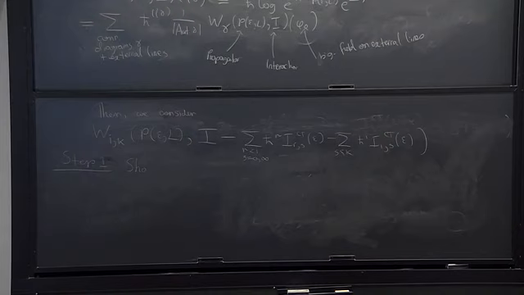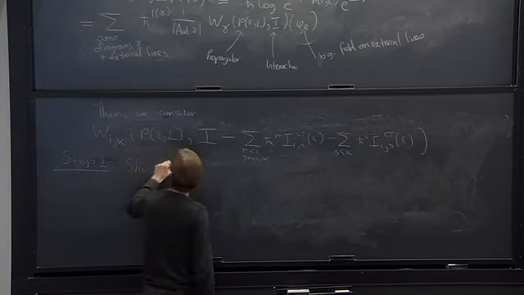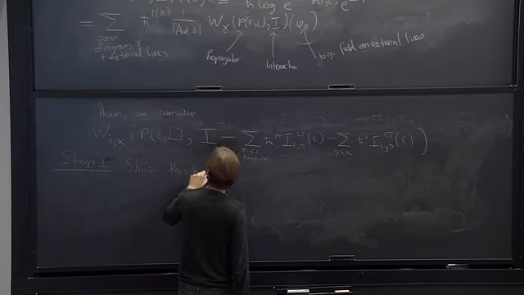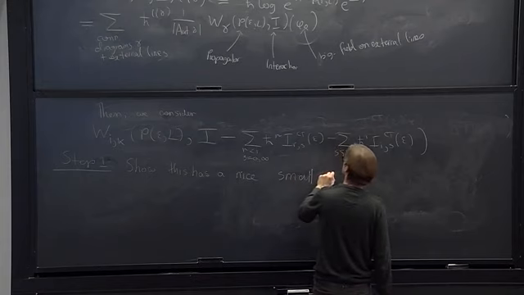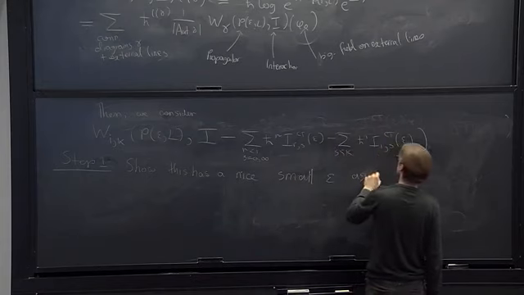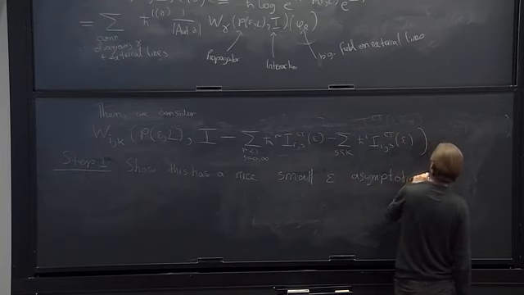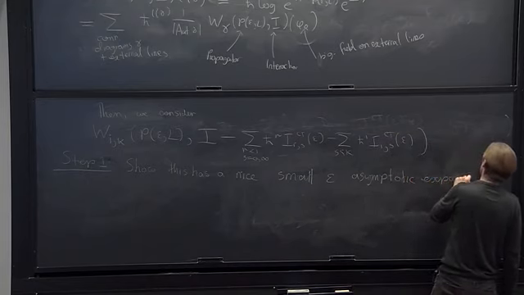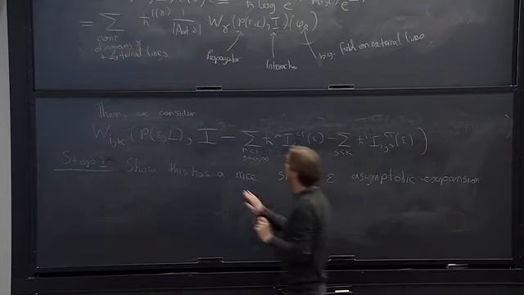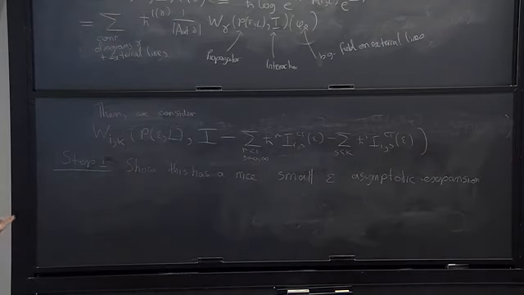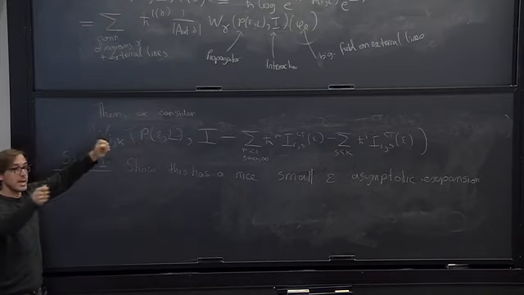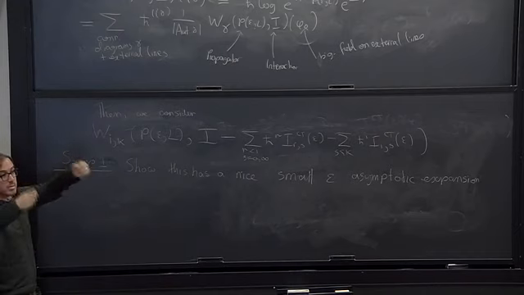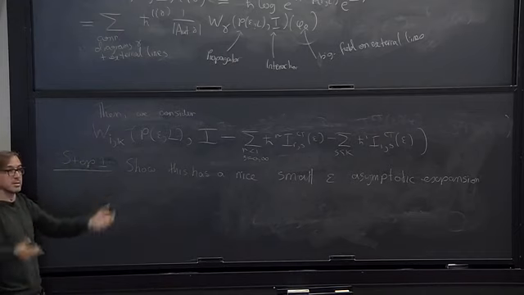So step one is to show that this guy has a nice small epsilon asymptotic expansion. We do this by doing the same thing we did before, except it's much more complicated. This is a sum over diagrams. For each diagram we get some big Gaussian integral, and then we apply Wick's lemma to get a nice asymptotic expansion of that Gaussian integral.